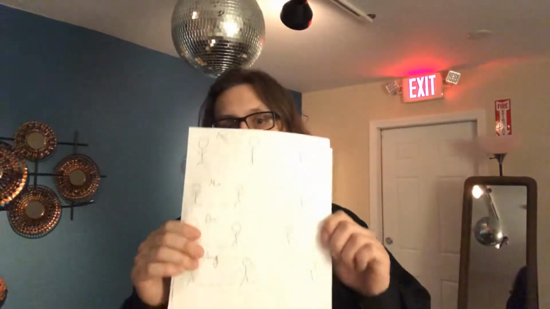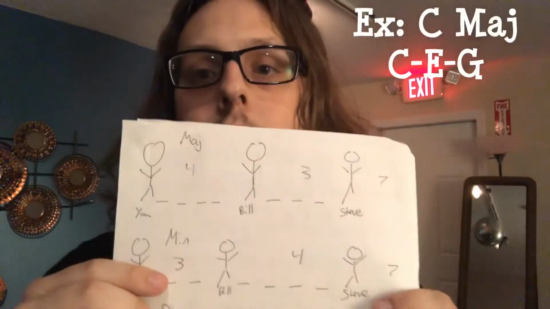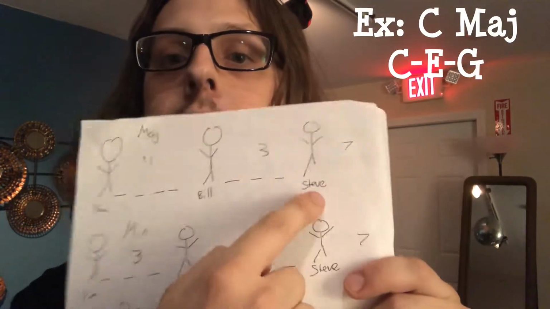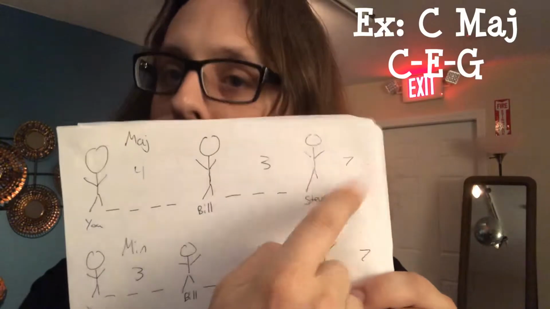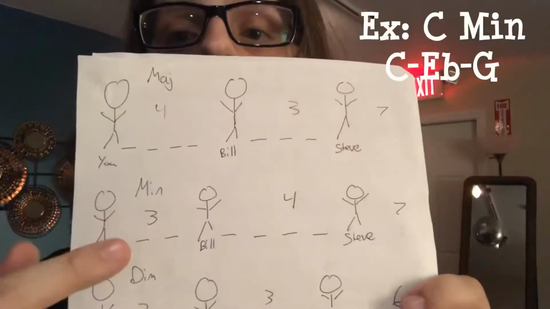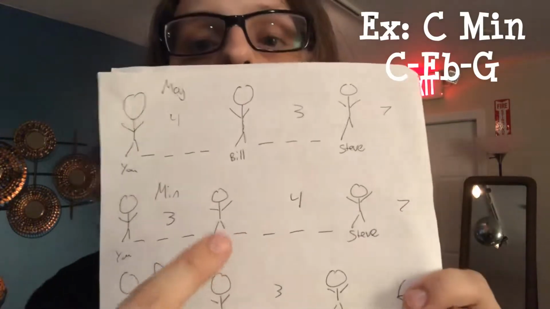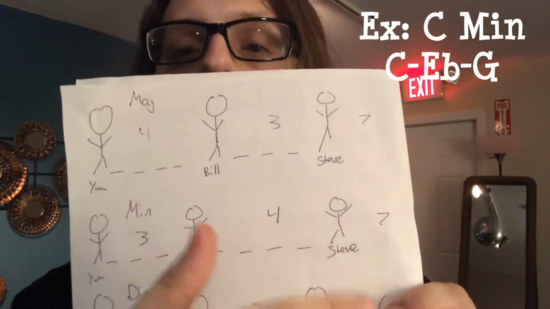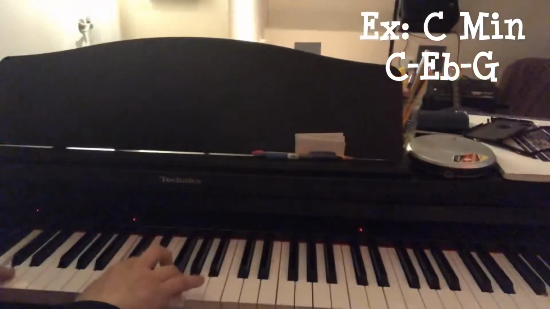Let's do some quick review about chords. Thankfully, I drew some incredible pictures. A major chord is when you stand 4 steps away from Bill, who stands 3 steps away from Steve, to a total of 7 steps. A minor chord is when you stand 3 steps away from Bill, who stands 4 steps away from Steve, still to a total of 7 steps.